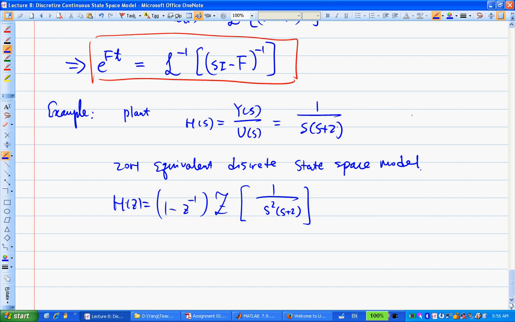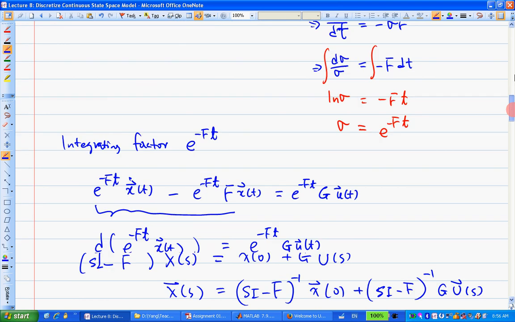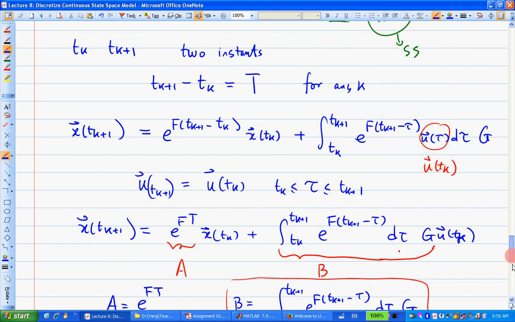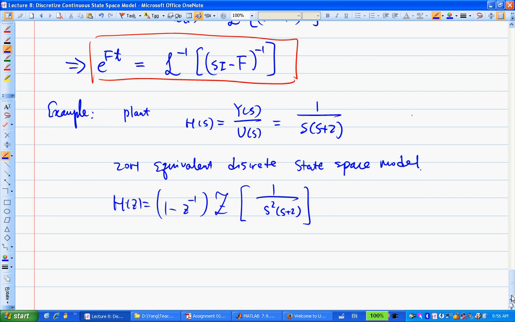Z square? Oh, S square, yes, there should be S square. Remember what I said at the beginning here. If this is the plant, when you take this, divide it by S. Remember that, right? That's sort of a result, a formula, that you sometimes have to make use of. So if I do this process here, I have to first obtain a continuous space model.